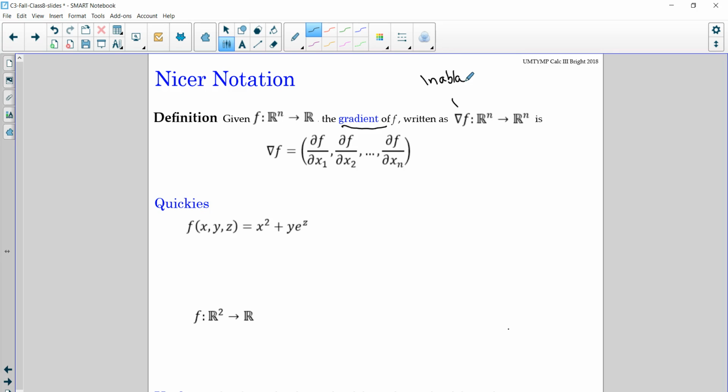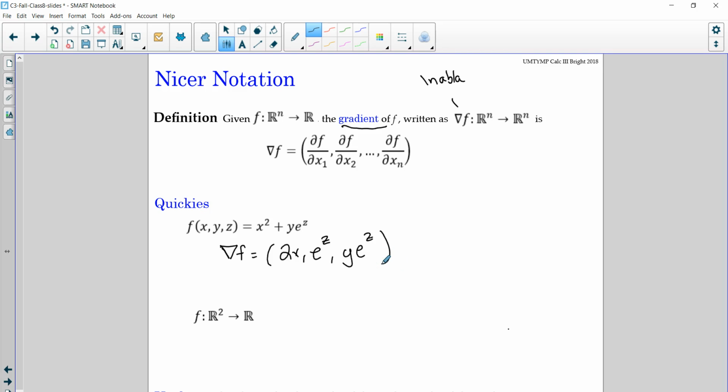Okay, so for example, here, if I write nabla f, I believe this should just be 2x and then e to the z and e to the z. Oh, I forgot the y. It should be y e to the z in the last component.